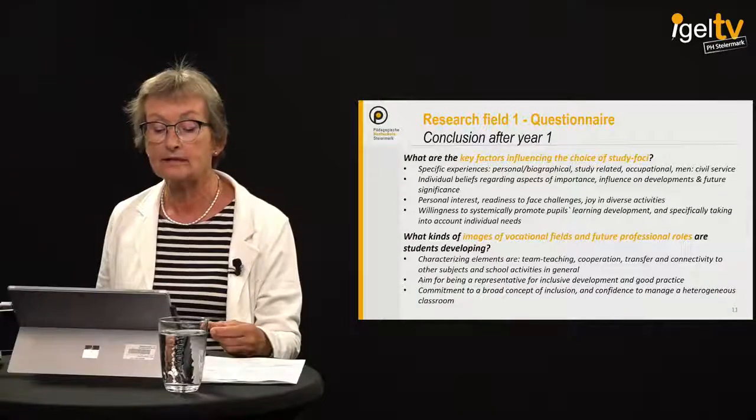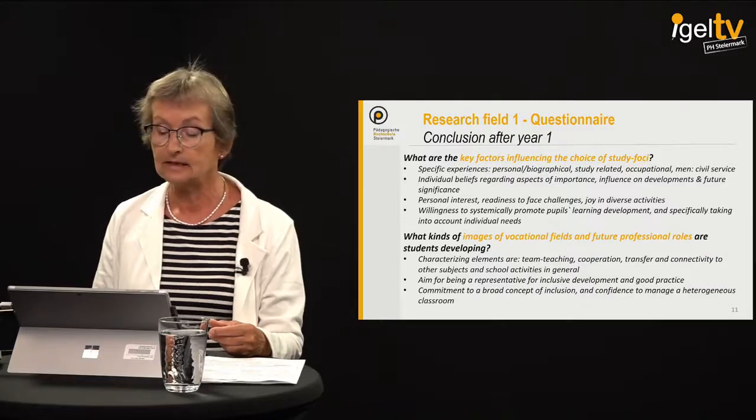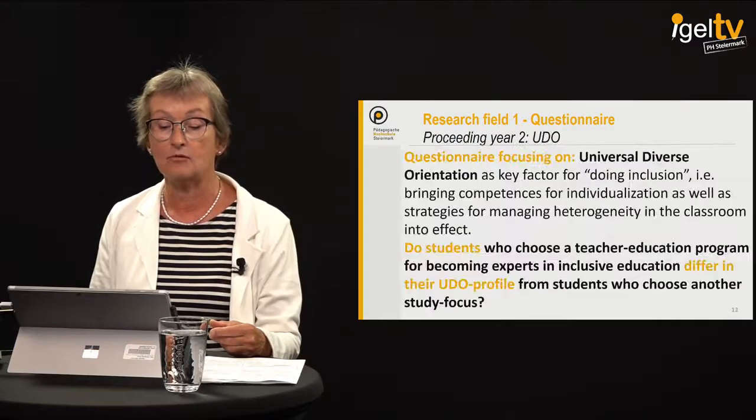When we look at the kinds of images of the vocational fields and future professional roles the students are developing, we see that they are expecting team teaching and cooperation. Also in the case of students for secondary education, transfer and connectivity to other subjects, and in general to school activities. So inclusion is not limited to the work with the children with special needs. And we thought that was a really nice outcome. And also students show almost a personal aim, a goal for being a representative for inclusive development and good practice. And they do have a commitment to a broad concept of inclusion and confidence to manage a heterogeneous classroom. So these were the outcomes of the questionnaire after year 1.